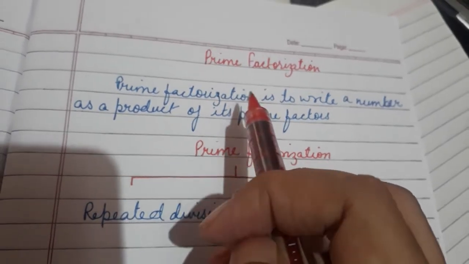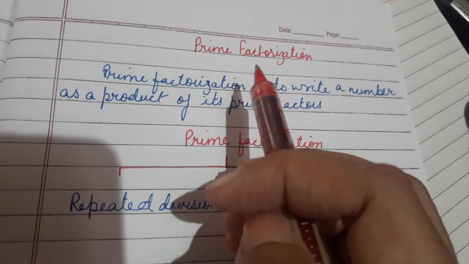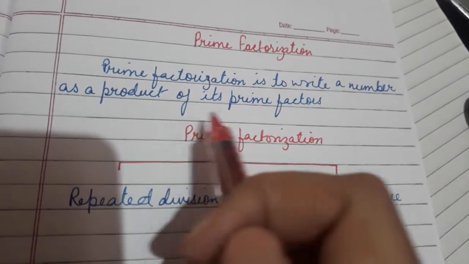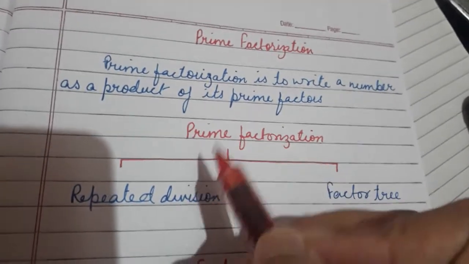Children, what is prime factorization? Prime factorization is a way to write any number as a product of its prime factors. What does it mean? Let's take an example.